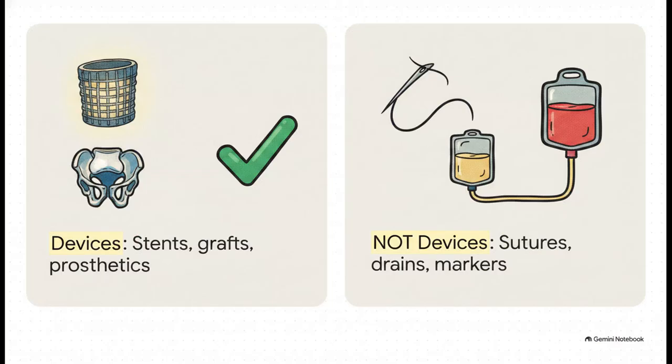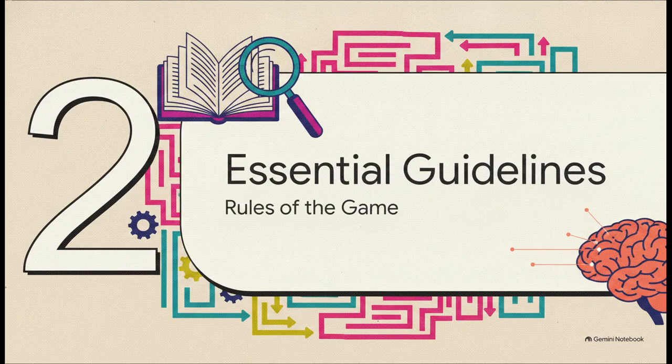So, if the material is literally intended to stay in or on the body after the surgery is over, yes, that's a device. We're talking stents, grafts, prosthetics, fixation devices, the whole shebang. But what about sutures or temporary drains or radiologic markers? Nope, they do not make the cut. If it's not meant to stay, it's not a device. Simple as that.